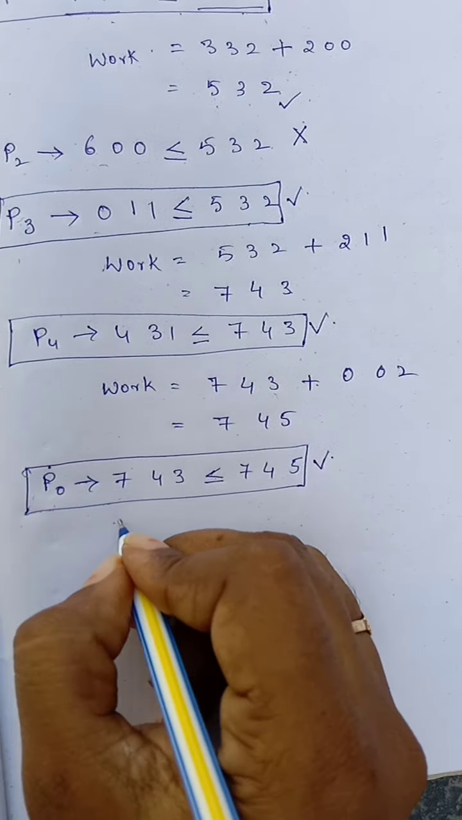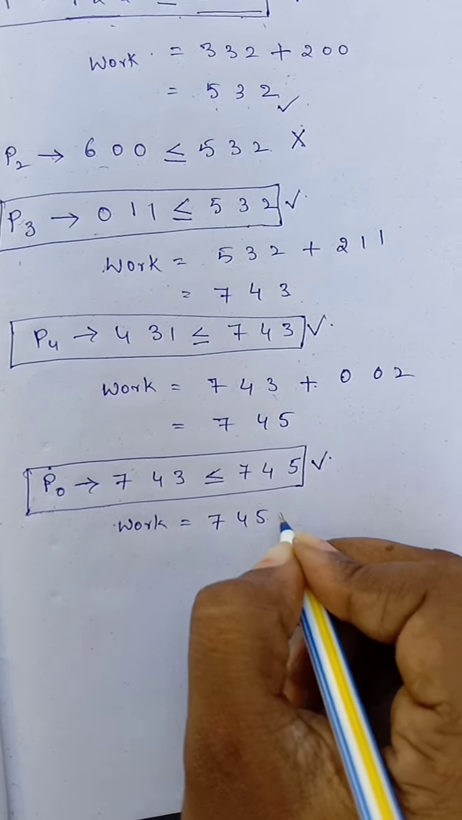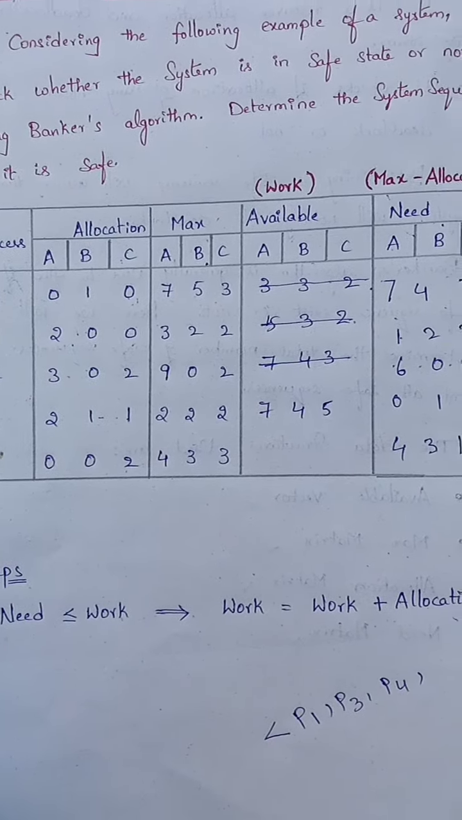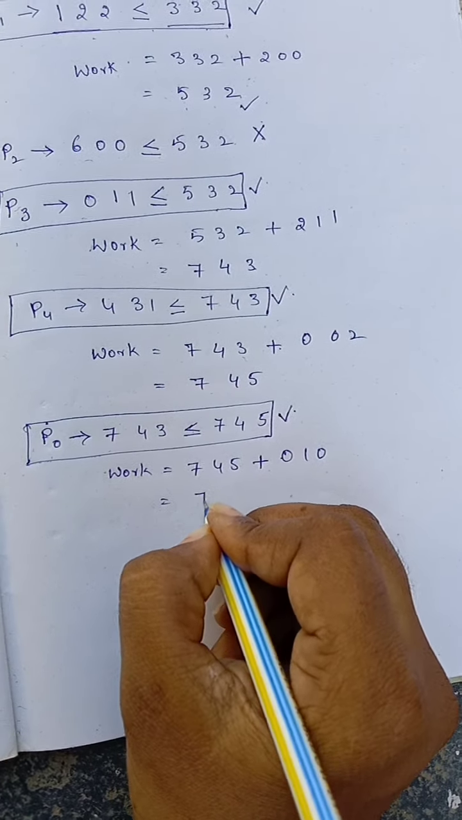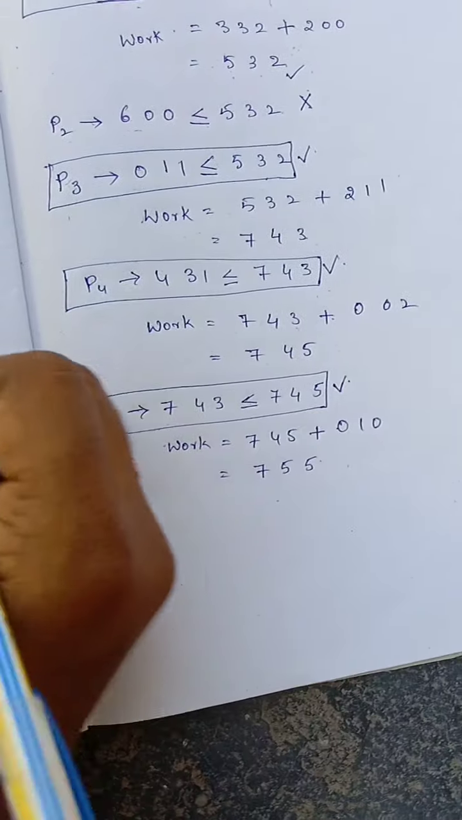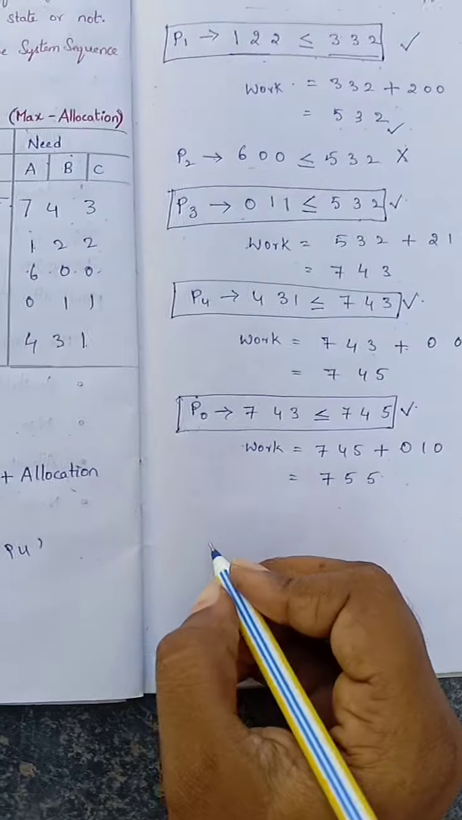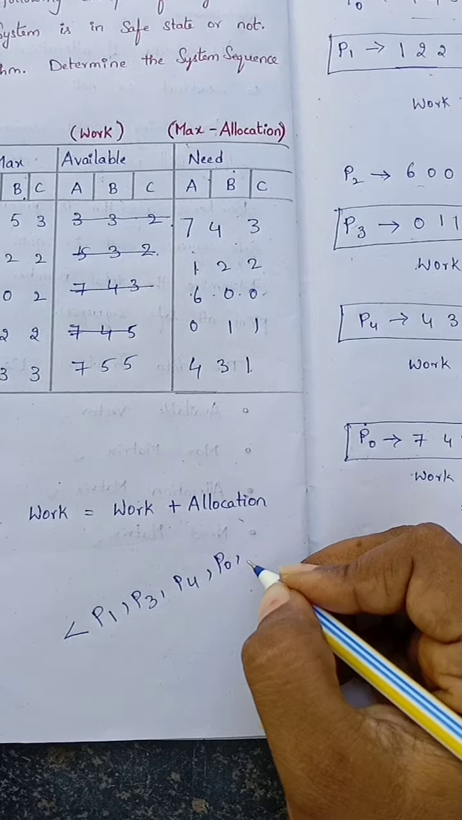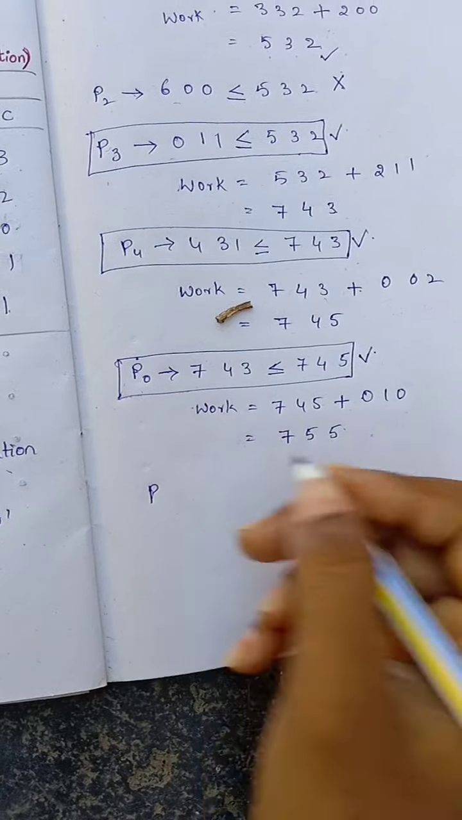Condition true, so we have to recalculate the work, that is 7, 4, 5, and the allocation of P0 is 0, 1, 0, which is equal to 7, 5, 5. So the new work is 7, 5, 5. Next, P0 will enter into the safe sequence. Next, the last process, nothing but P2.